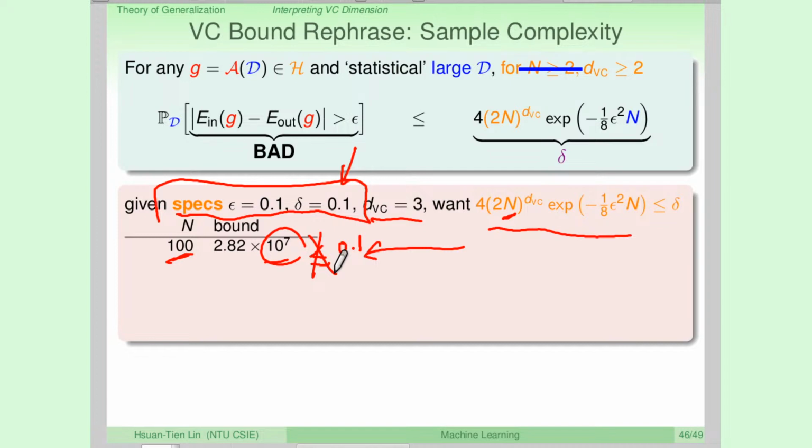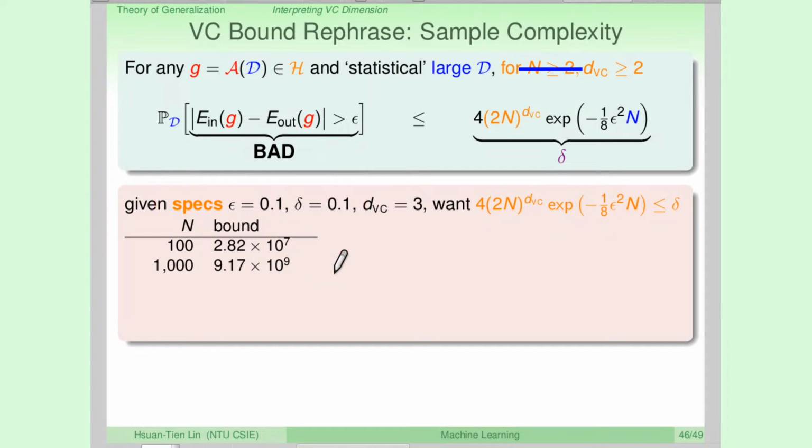100 examples, not enough. Let's try 1,000. Oh, even worse. You get 9 times 10 to the 9th degree and so on. Even worse, it's not less than or equal to 0.1, not less than or equal to your delta. Why is that? Because you actually have a term with respect to n that grows pretty rapidly with your number of examples as well. So sometimes you get very unreasonable bounds.